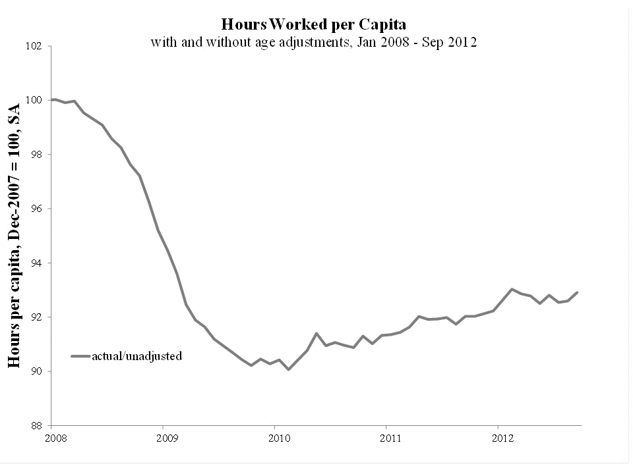Looking at the data, we see that hours per capita fell sharply, falling almost down to 90 at the end of 2009, which means that hours fell almost 10%. Hours per capita have come back a little bit, so that the index was about 92 or 93 at the end of the time period shown.